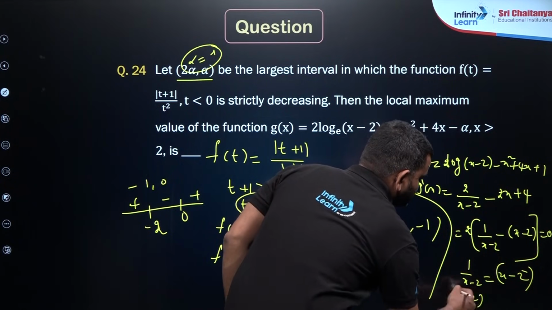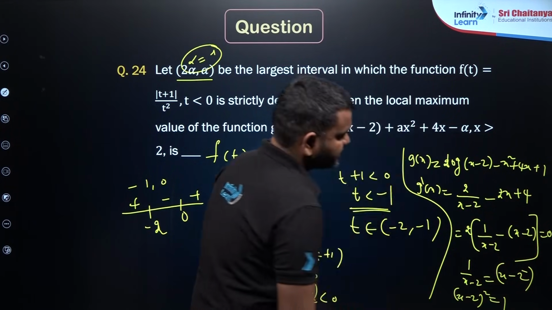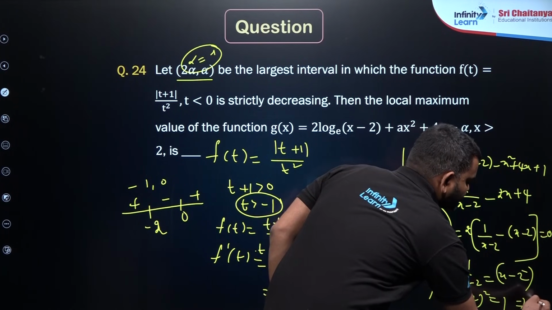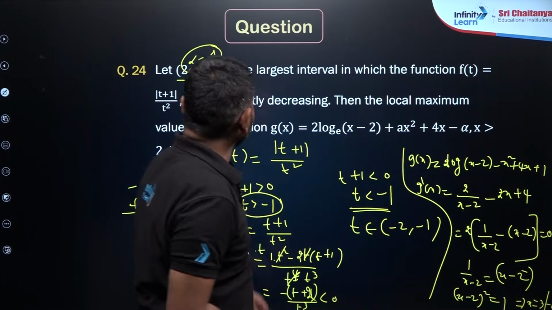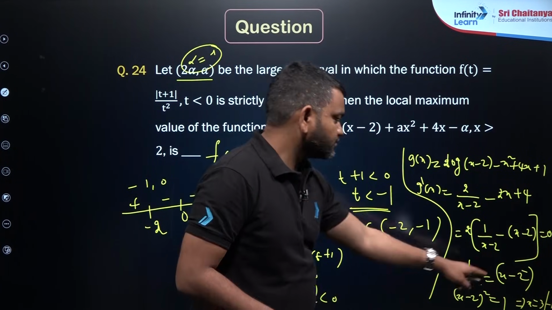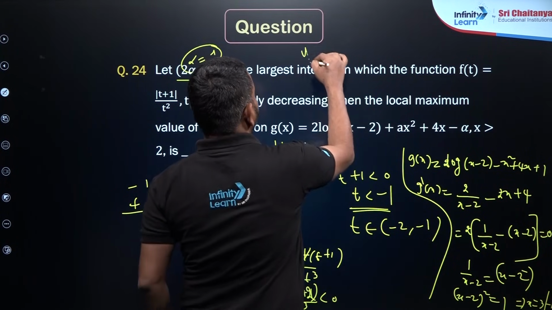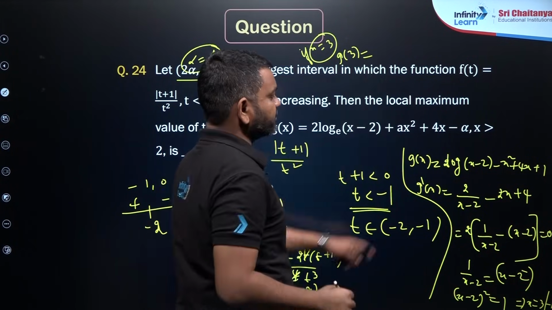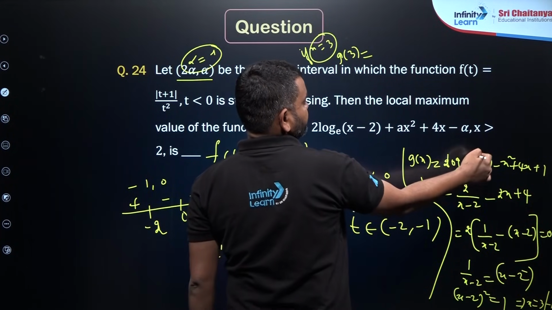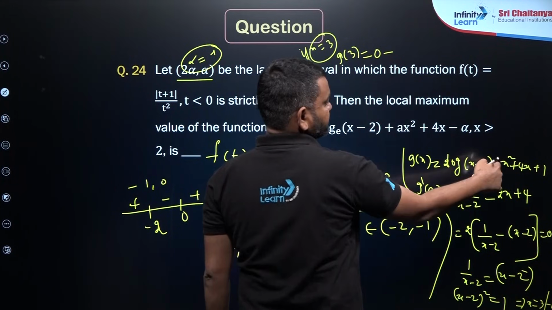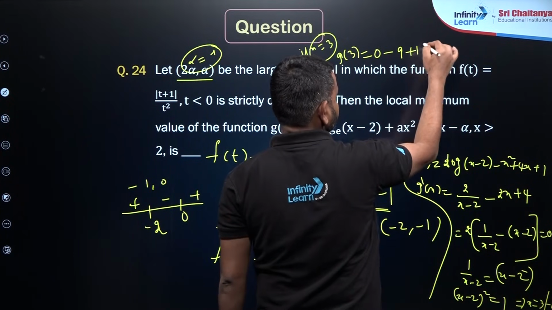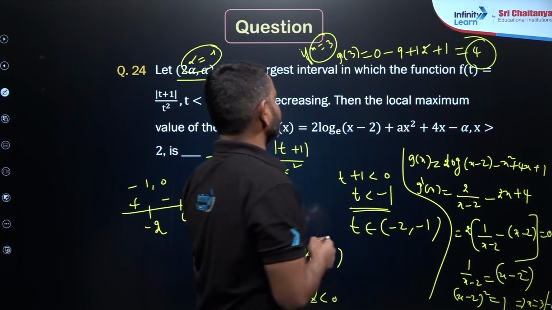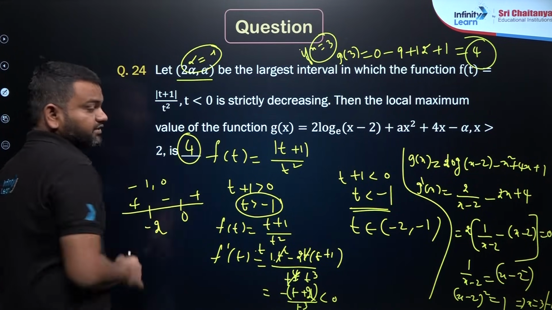So x minus 2 whole square is equal to 1. So x value is going to be 3 or minus 1. If x value is minus 1, this is not satisfying. So I need to take x equals 3. If x equals 3, putting that value in g of x, g of 3 is going to become 1 log 3 minus 2, which is log 1, which means 0, minus 3 square minus 9 plus 12 plus 1. So 3 plus 1, which is going to be equal to 4. So 4 is going to be your answer here.